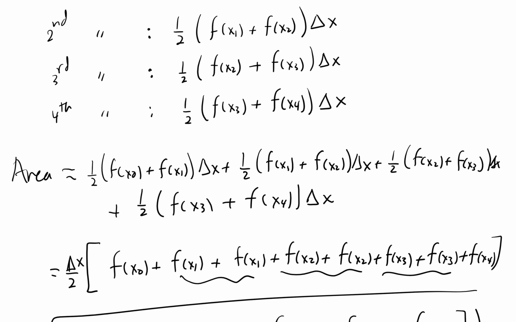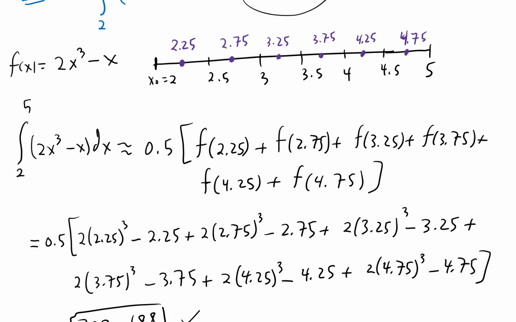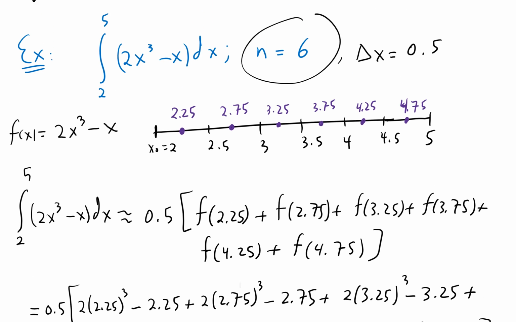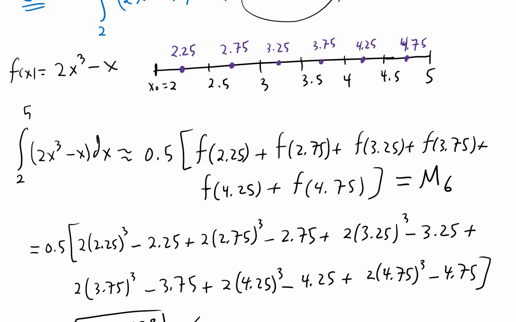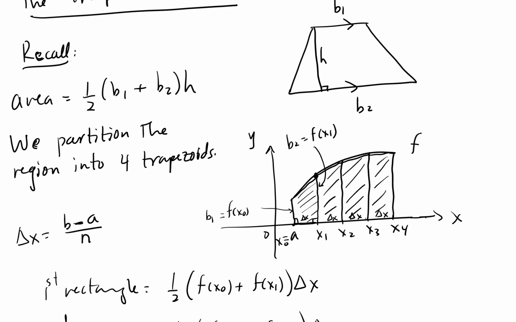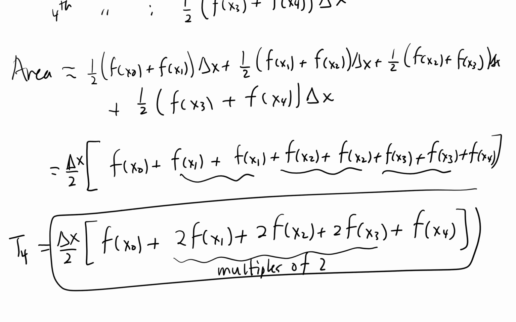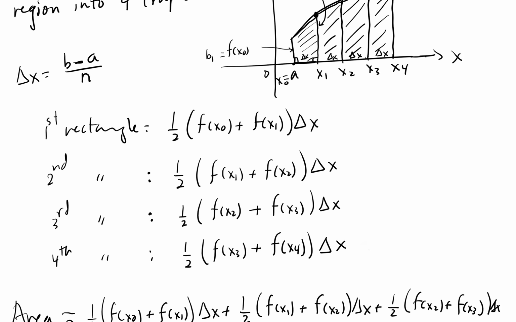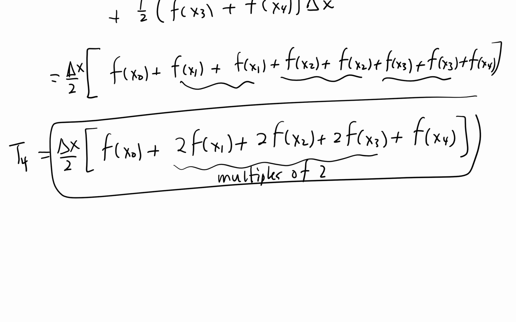One thing, let me go back up. This here, because we found this, is called M sub 6, M for the midpoint. What I just found is called T sub 4, T for trapezoid. How many did we find? Yes, T sub 4.